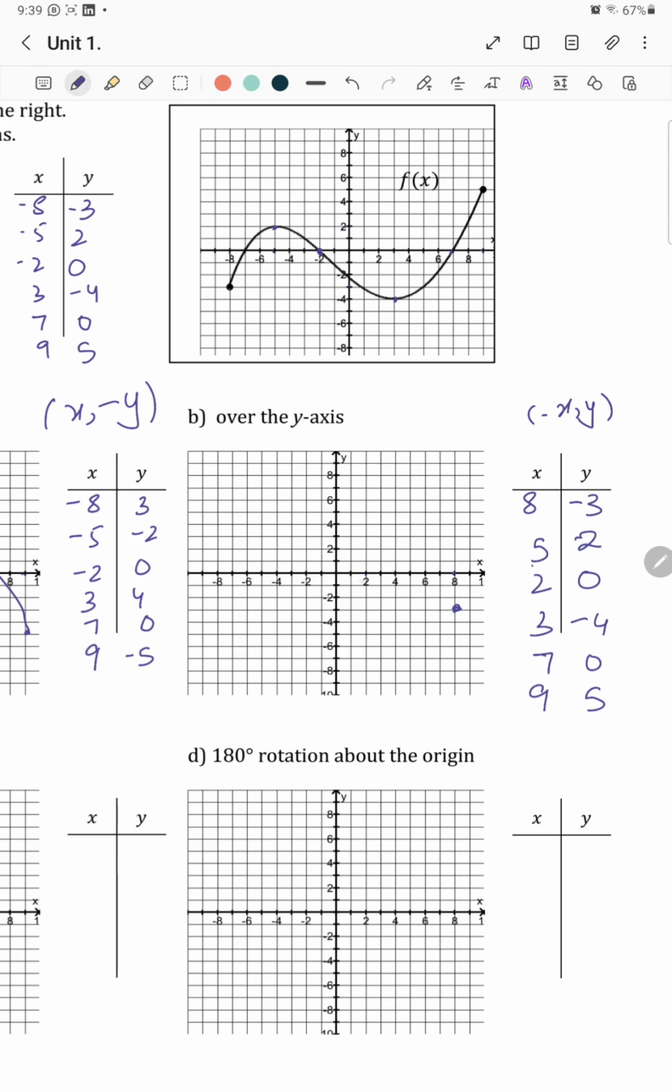Sorry. 8 and -3, 5 and 2, 5 and 2, 2 and 0, 3 and -4, and 7 and 0, 9 and 5. We need to change all x values. 8, 5, 2, -3, -7, -9. It's going to be like this.